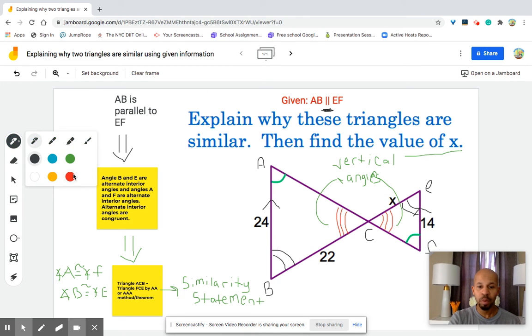Now we can set up a proportion. So based on our situation, we have ACB is similar to FCE. We could create the following proportion: AC over FC. This is one proportion we can make. We just have to be consistent. Notice how we're doing the left triangle first, the left triangle over the right triangle. We have to be consistent.